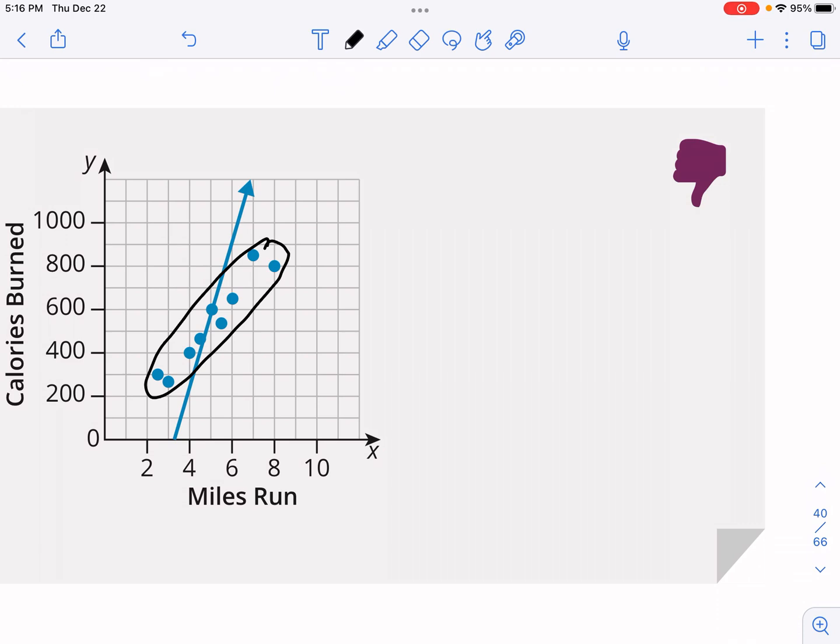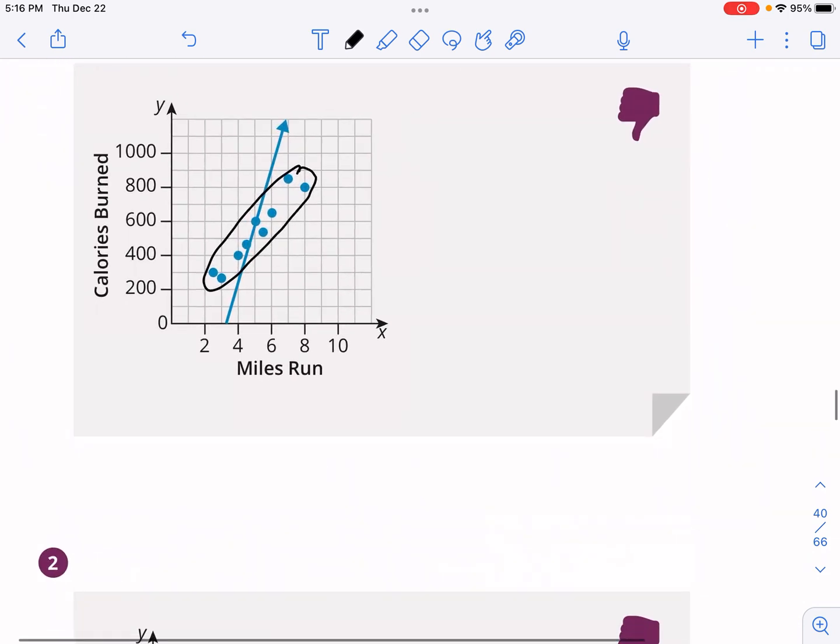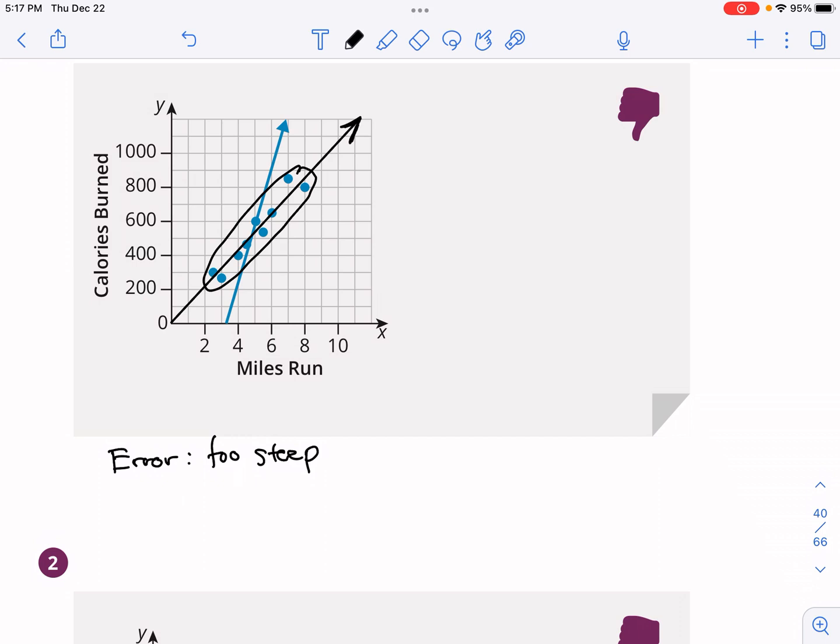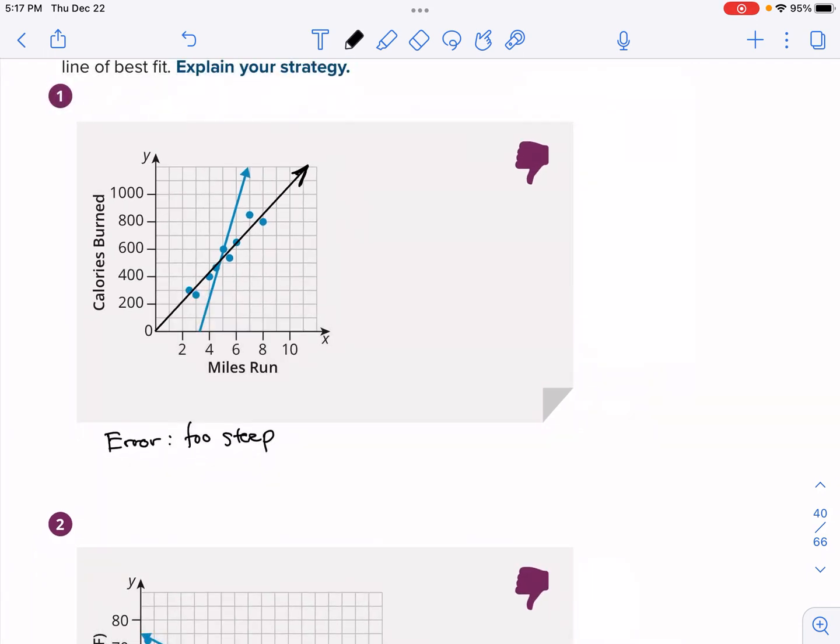It might be cutting it in half, but I think the error with this line is that it is too steep. Right, the slope is too steep. It might be going through half of it, but I don't think that is cutting the cluster in the way that it was intended. So let's draw a new line. I think it might just go through the origin. I think this is a better line. So go ahead and draw the line here. You don't have to draw the circle. Sometimes the circle just helps us. But the error for that was that it was too steep.